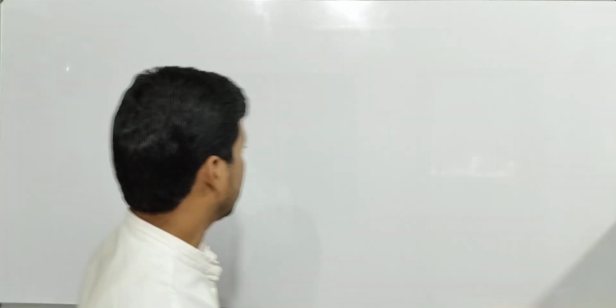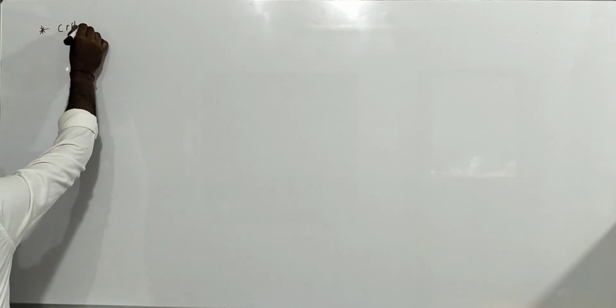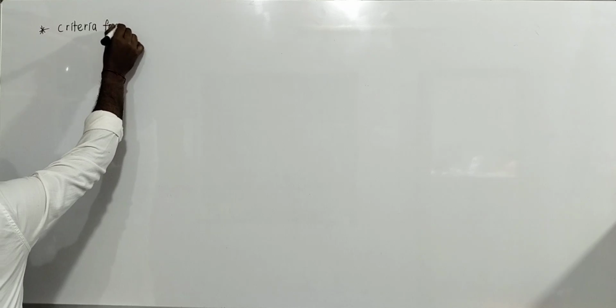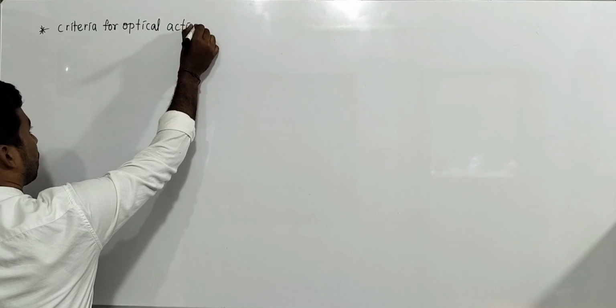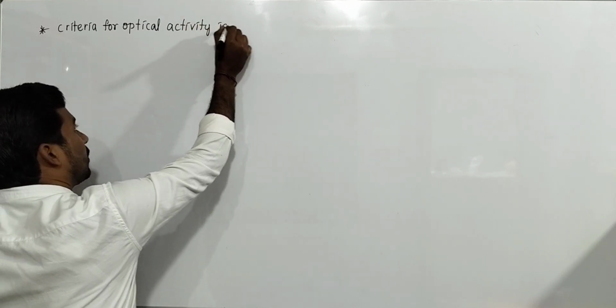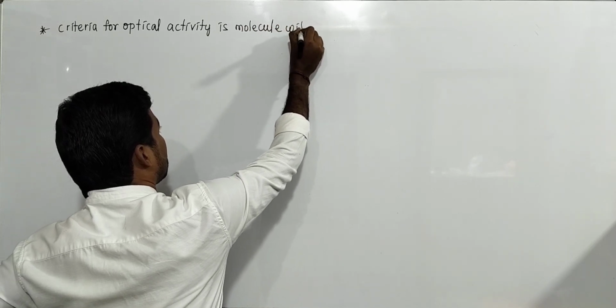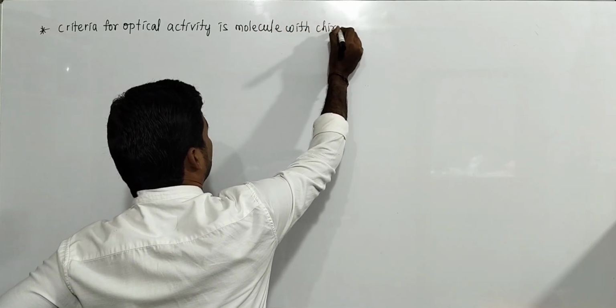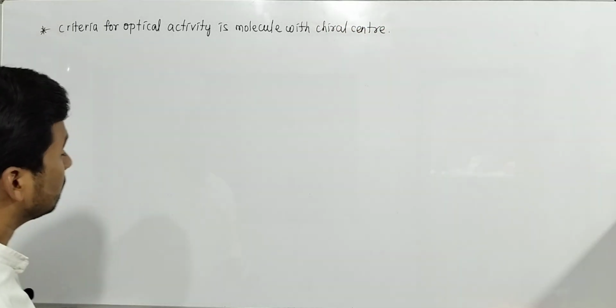What is the criteria for optical activity? To show optical isomerism, to show optical activity, compounds must have a chiral center. The criteria for optical activity is a molecule with a chiral center.